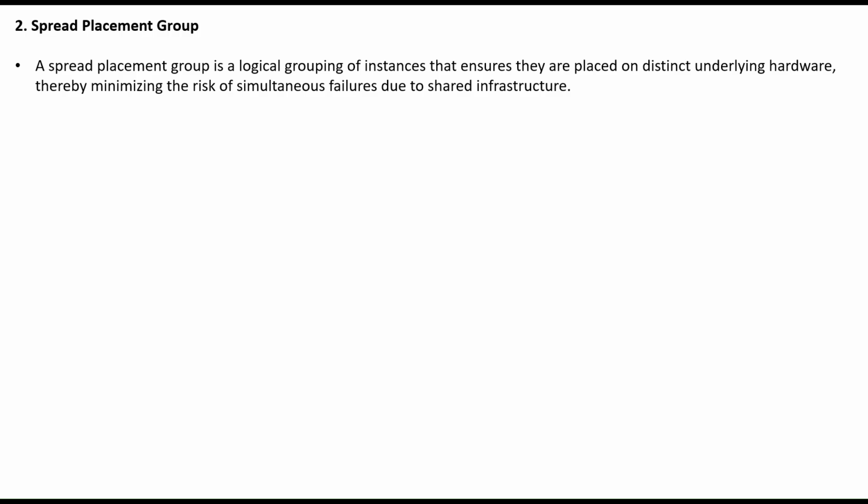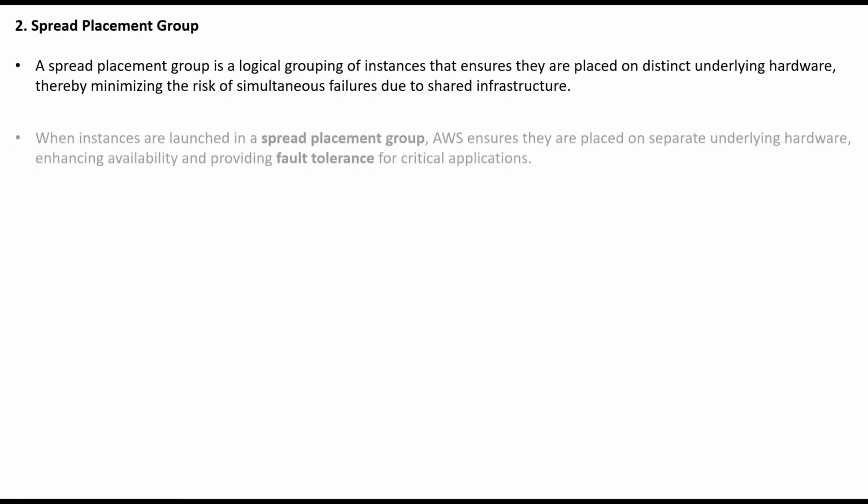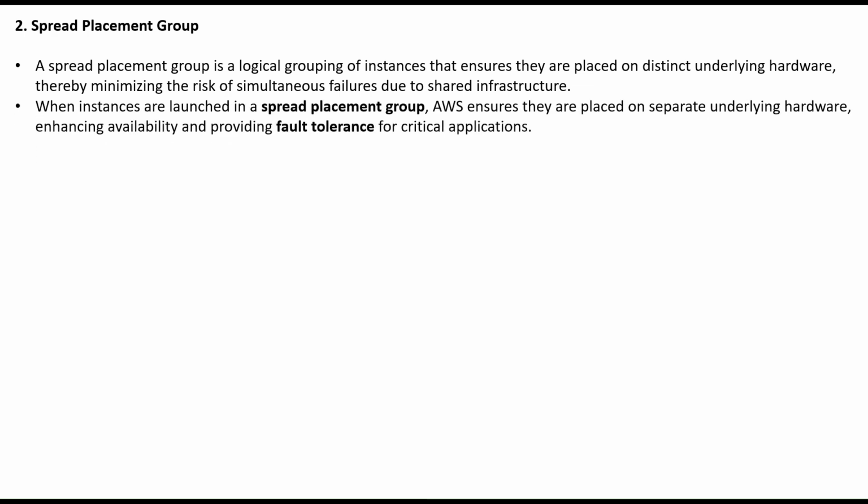So what the spread placement group will do is place instances on underlying hardware, meaning not one rack, I can say one data center, or one complete building. When instances are launched in a spread placement group, AWS ensures they are placed on separate underlying hardware, enhancing availability and providing fault tolerance for critical applications.